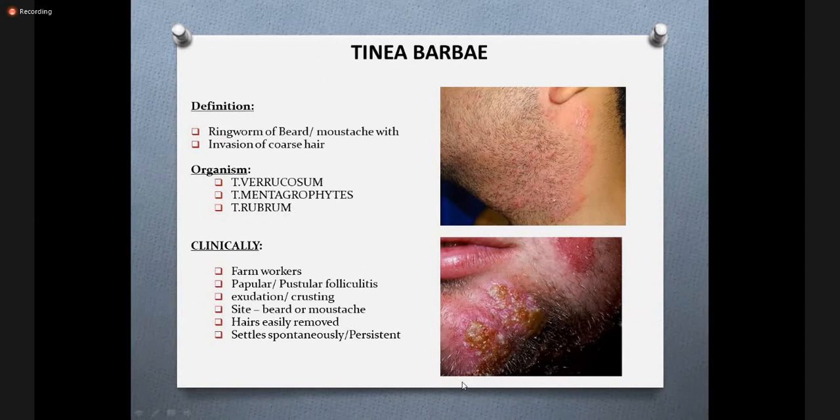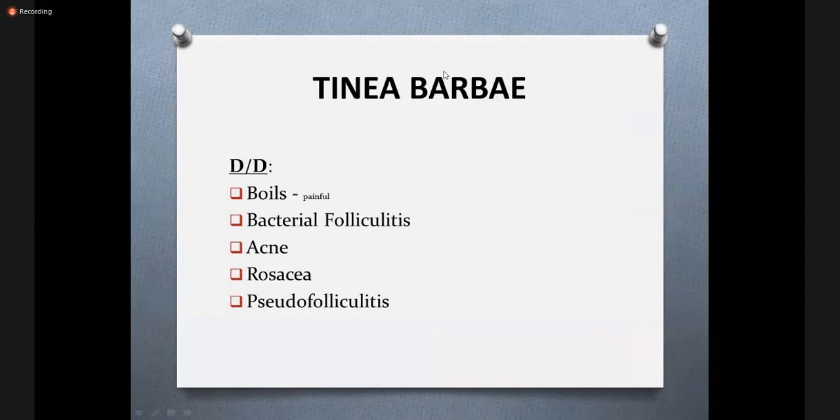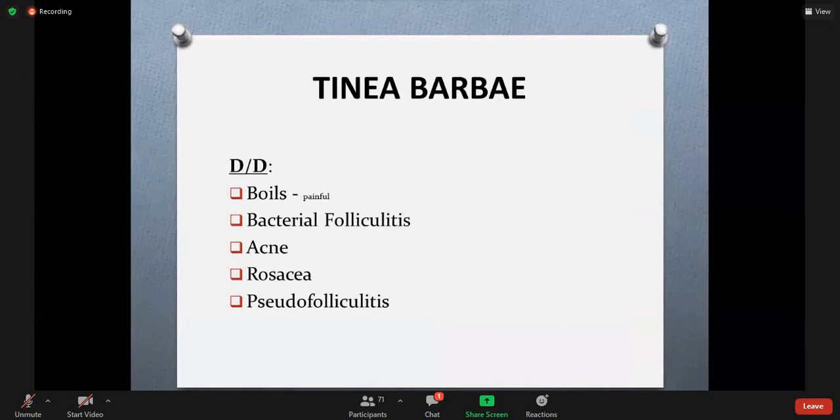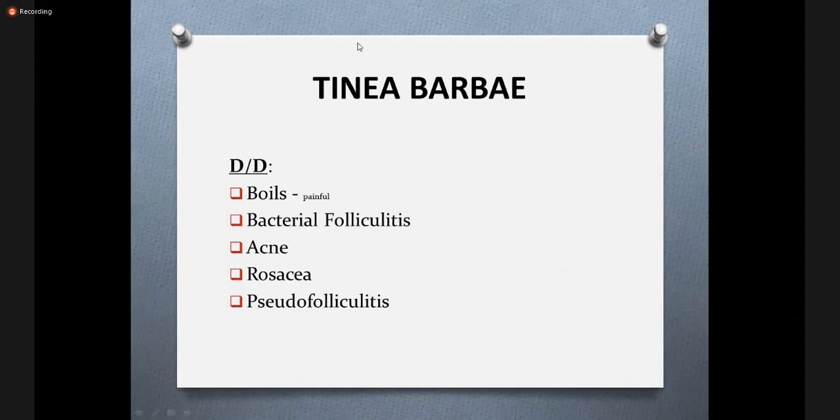So normally, the characteristic lesions of tinea all over the body are annular lesions. But in the beard area, it can present as a folliculitis. Okay, so the differentials are a boil, like bacterial folliculitis. The differential can be acne. It can look like acne, okay, rosacea, or pseudofolliculitis. Okay, what is pseudofolliculitis?